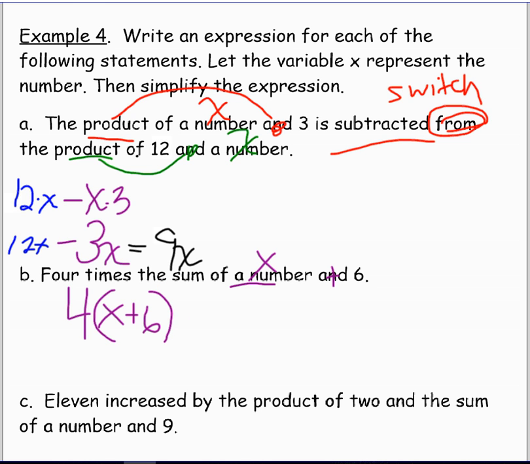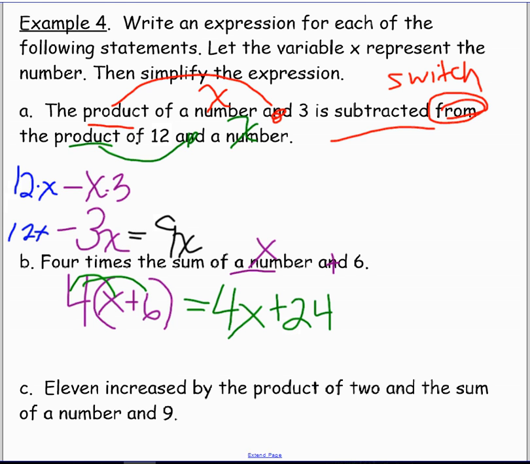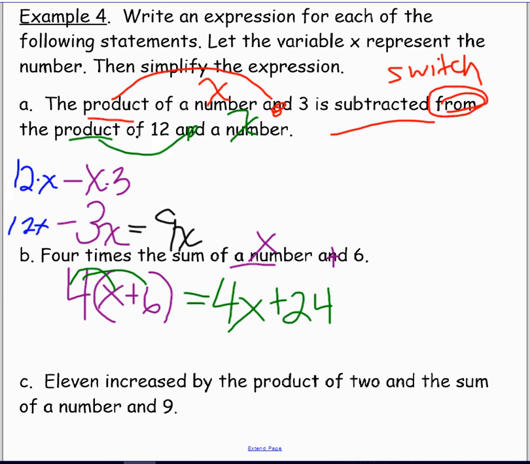And so let's distribute that. And we'll take 4 times x to give us 4x. And 4 times 6 to give us 24. And so let's look at another one here.